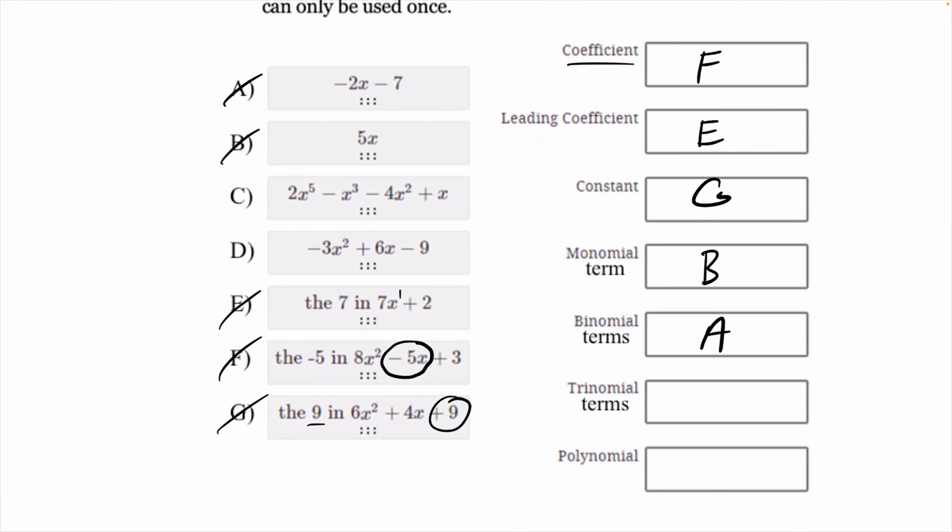Trinomial means 3. D, good. C, we don't have a word for 4 terms, so we just call it a polynomial. Polynomial means many, more than one. So is a binomial a polynomial? Yeah. Is a trinomial a polynomial? Yeah. Okay.